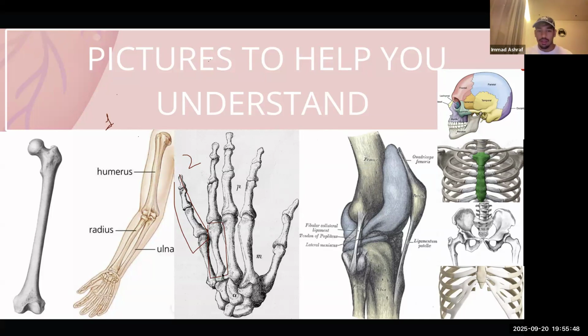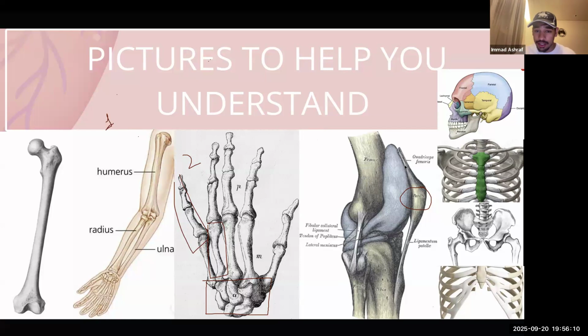Long. Great. Perfect. What kind of bones are these? Short. Short. Amazing. Those are the carpal bones. Those are short. Okay. Patella. What kind of bone is this? The patella. Sesamoid.